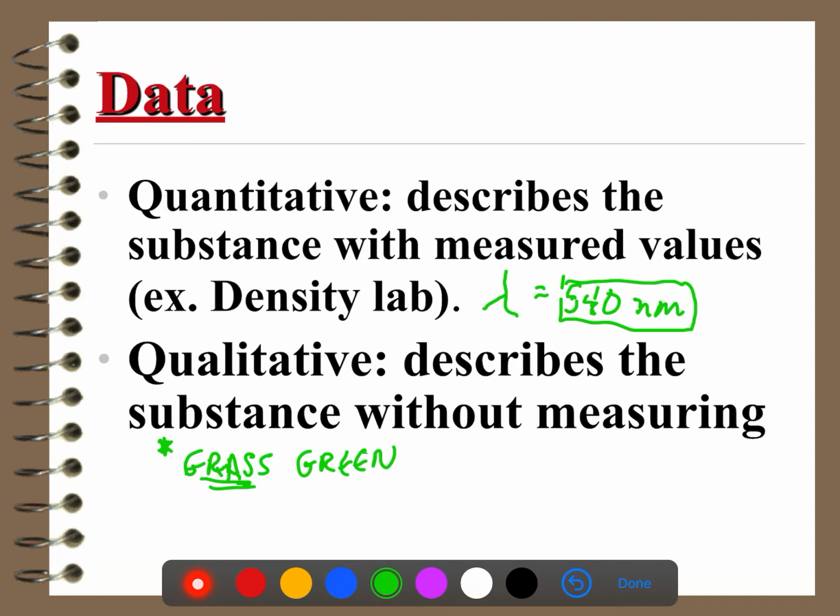Sometimes, in order to understand something, we just have to know it's present. We don't have to know how much of it is present. And then that would be qualitative analysis. But sometimes we do have to know the percent composition. We have to know exactly what the mass is, what the volume is, etc. And that would be quantitative analysis. And I try to do a lot of both types when I teach lab.